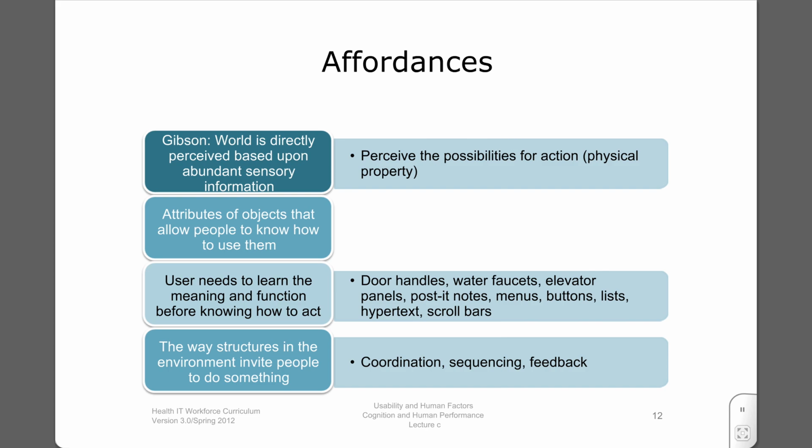Structures in the environment invite people to do something. A round door handle invites someone to turn it, whereas a different kind of handle may solicit pushing down or straight ahead. The physical shape of the object affords particular kinds of behavior. Affordance is an important concept in the world of distributed cognition.